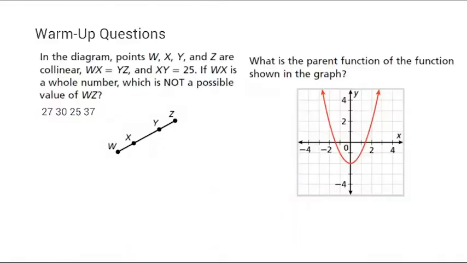So first thing on the warm-up questions, in the diagram, points W, X, Y, and Z are collinear. WX is equal to YZ. The length of WX is equal to the length of YZ. So these two pieces are congruent to each other. And XY's length is 25.